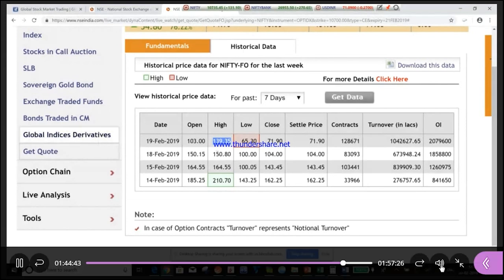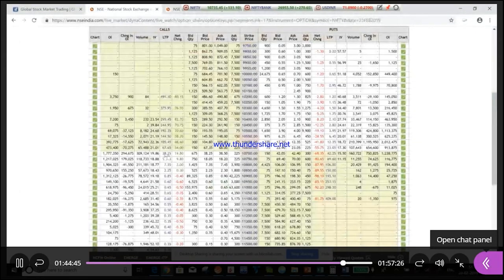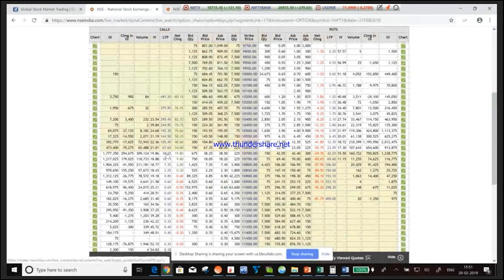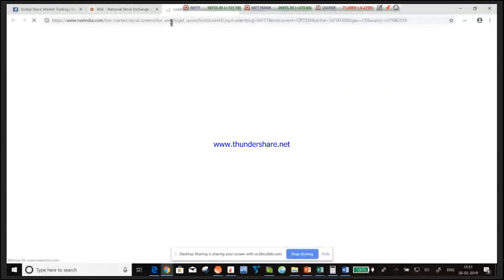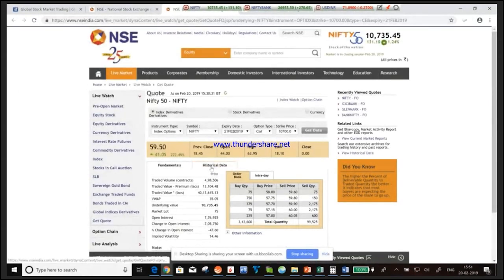How to go to historical data? Just click on any script, any strike, the price. Click on the price, and then here is where you have historical data.